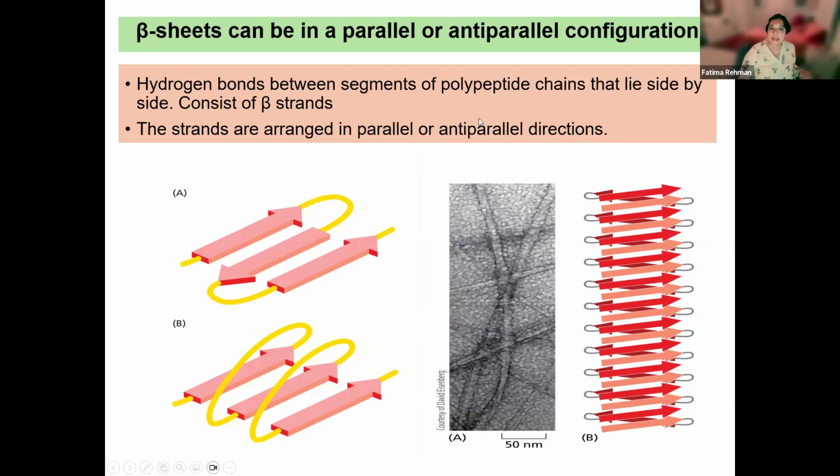Now, beta sheets, again, these are going to be hydrogen bonds between segments of polypeptide chain laying side by side or parallel to each other. They can be in parallel or anti-parallel orientation. So here's an example where a protein has these areas that are going to create these beta sheets linked together with this area that is not part of the beta sheet structure. And in this case, they are laying anti-parallel to each other.